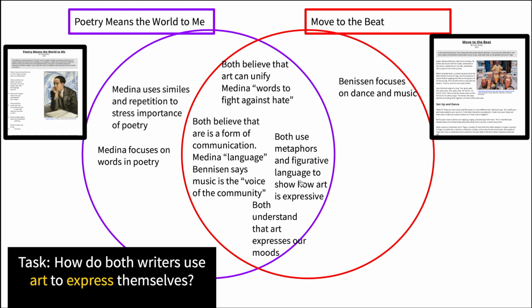But Medina uses similes. That's something that Benison doesn't do. And Medina also uses repetition. Remember the word used, use? He uses that repetition to stress the importance of wordplay and of poetry in essence. So boys and girls, this is just a very quick diagram on how you can organize your thoughts post annotation.